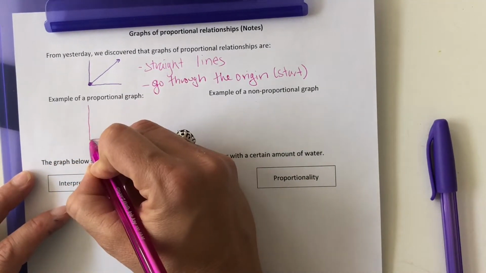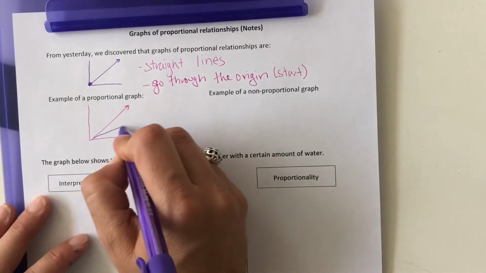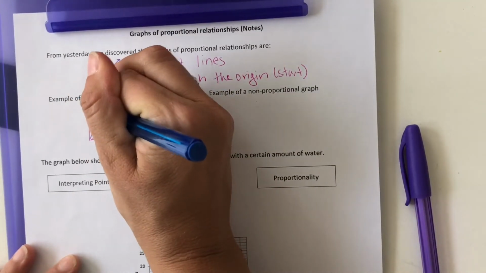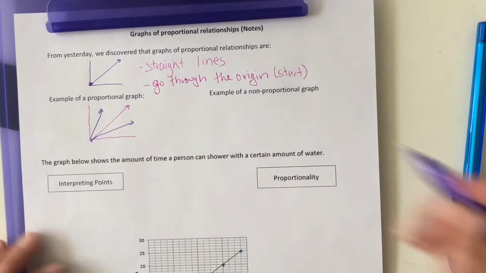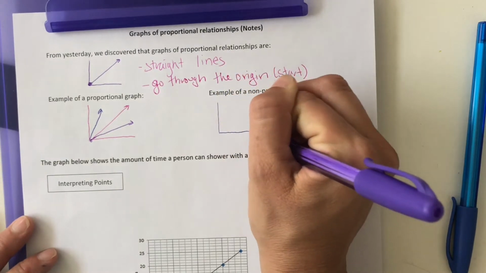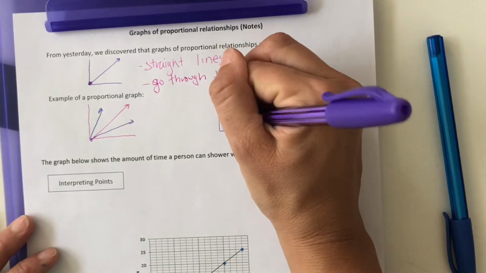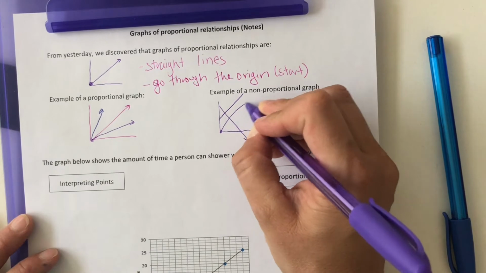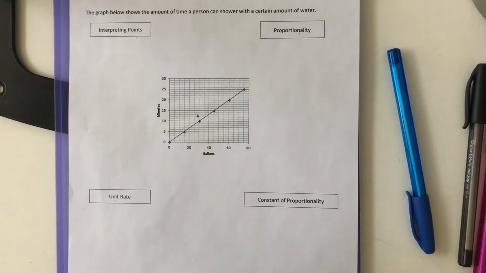So this would be an example of a proportional graph. It could be a little less steep. It could be a little more steep, but all of them start at the origin and proceed in a straight line. An example of a non-proportional graph would be one that doesn't go through the origin. Maybe one that's slanting down that way doesn't go through the origin. It could start at the origin but then have a curved trajectory, which is also not a proportional relationship.